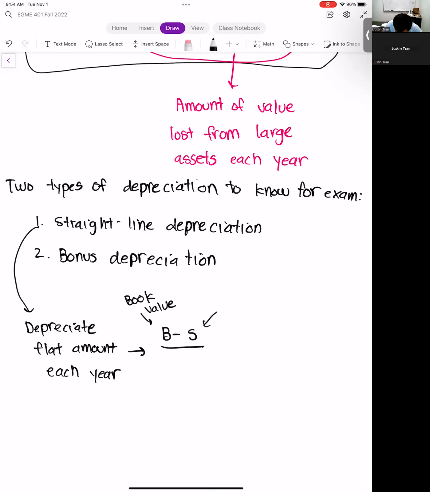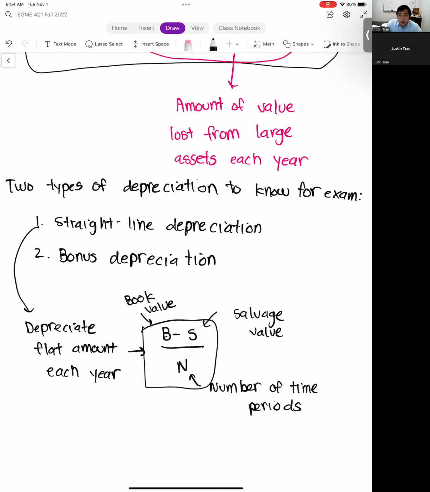S here is the salvage value, and we divide this difference by N, where N is the number of time periods. So we basically take the difference between what we're starting at and the salvage value, and just divide it by the number of periods.